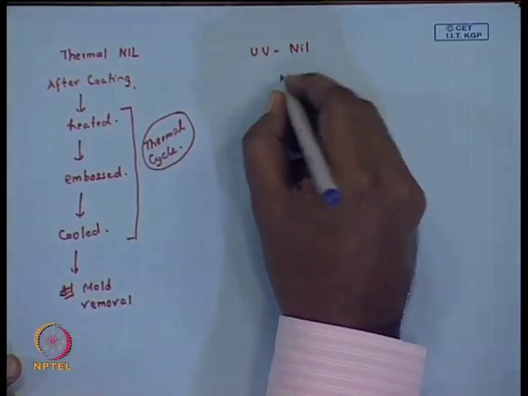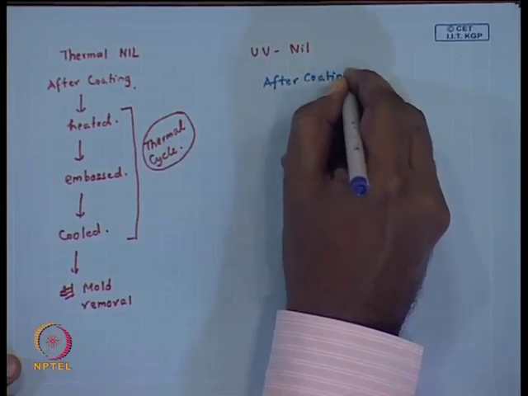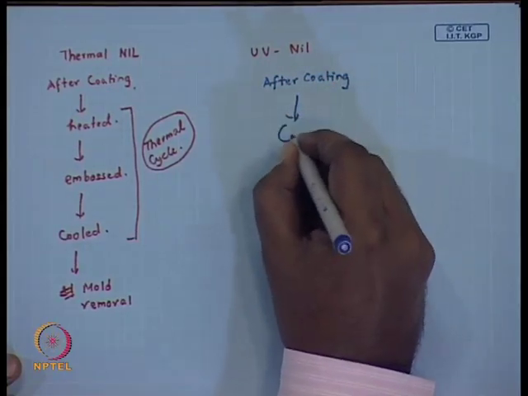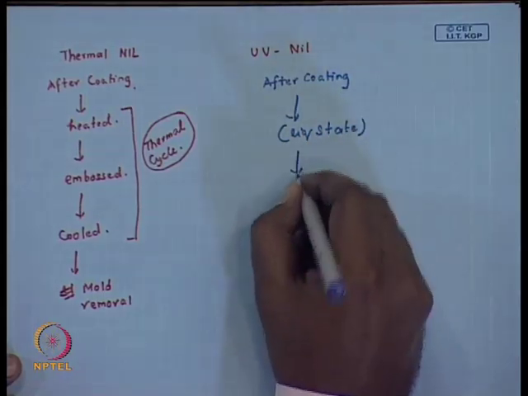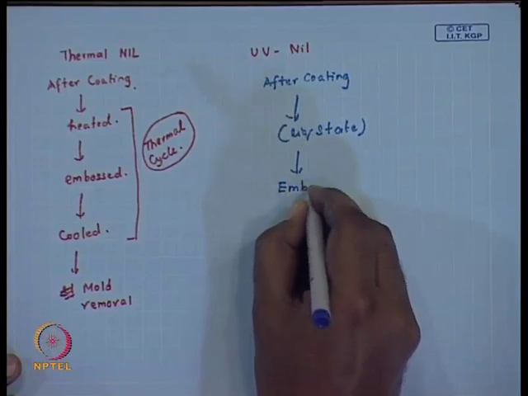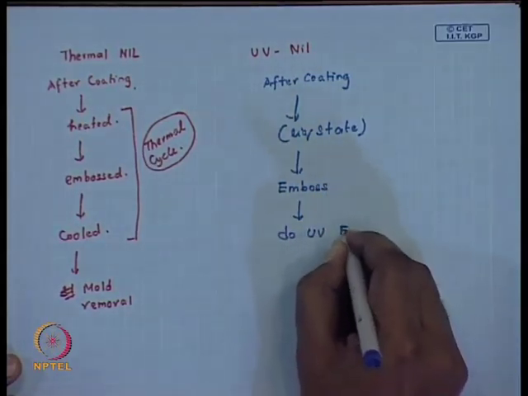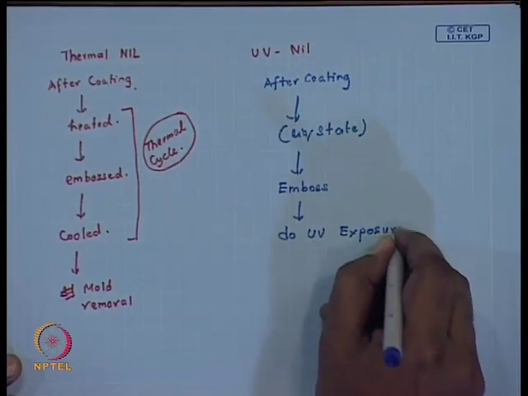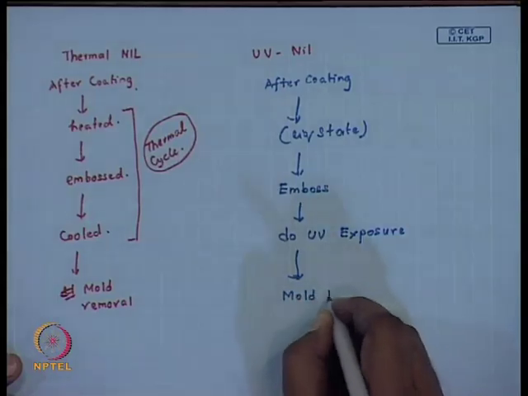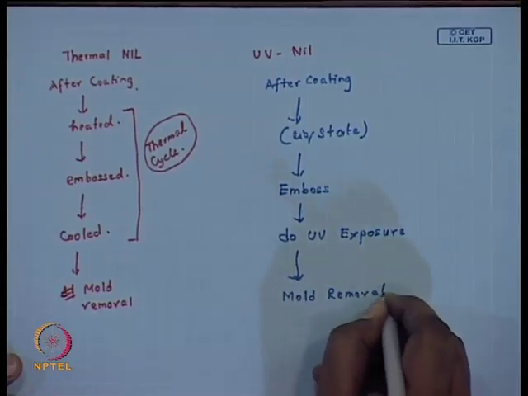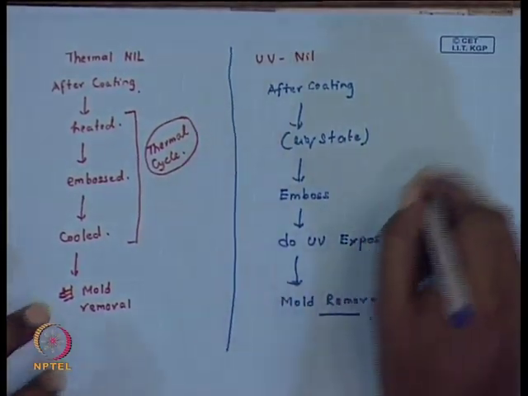In contrast, it is already in the liquid state. So, straight away emboss it, do the UV exposure, your patterns have already formed, just remove the stamp. Okay. So, that way it is much faster, much faster.